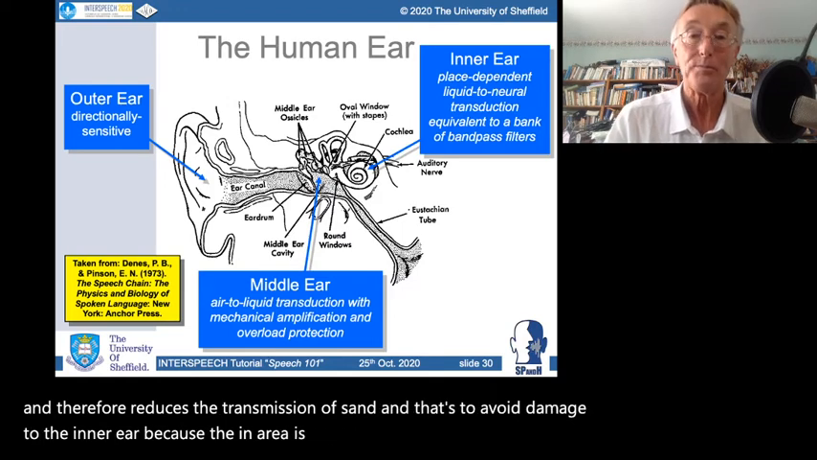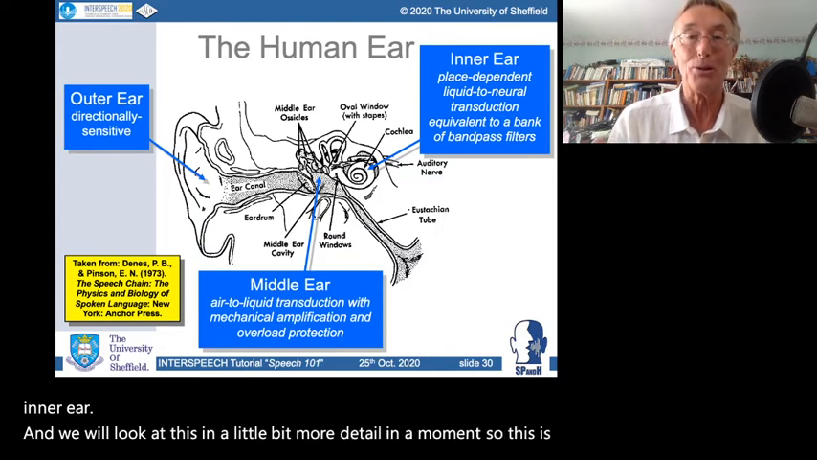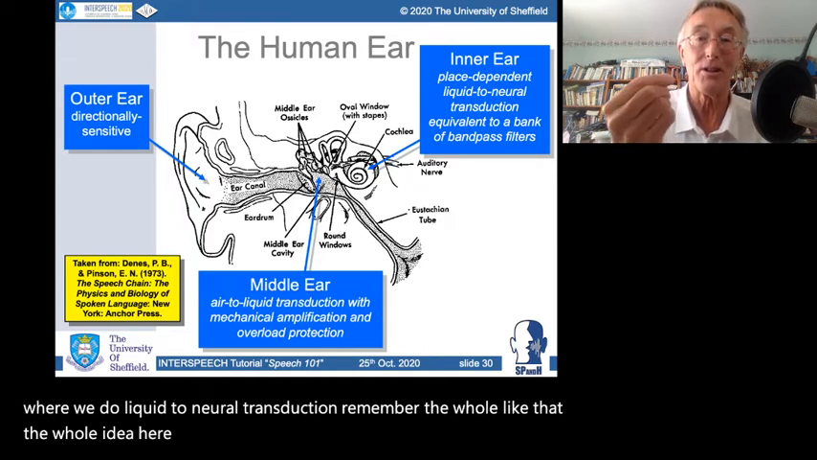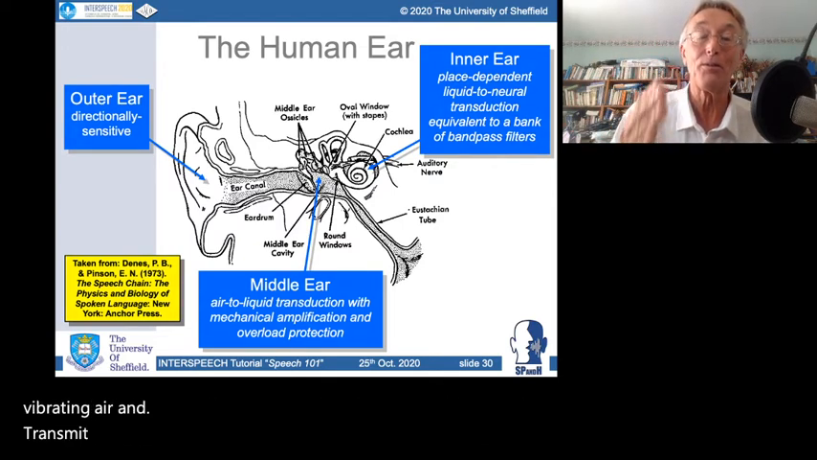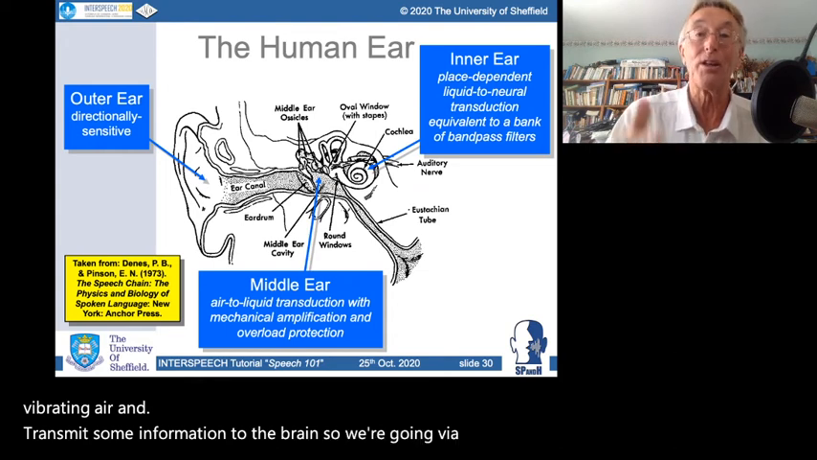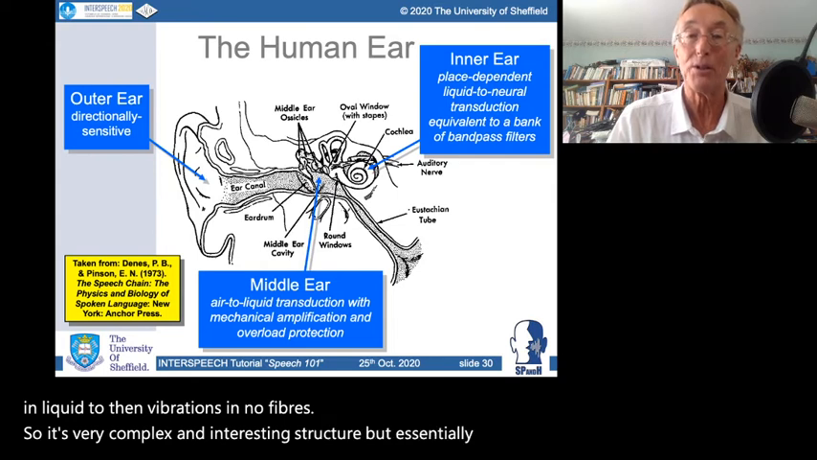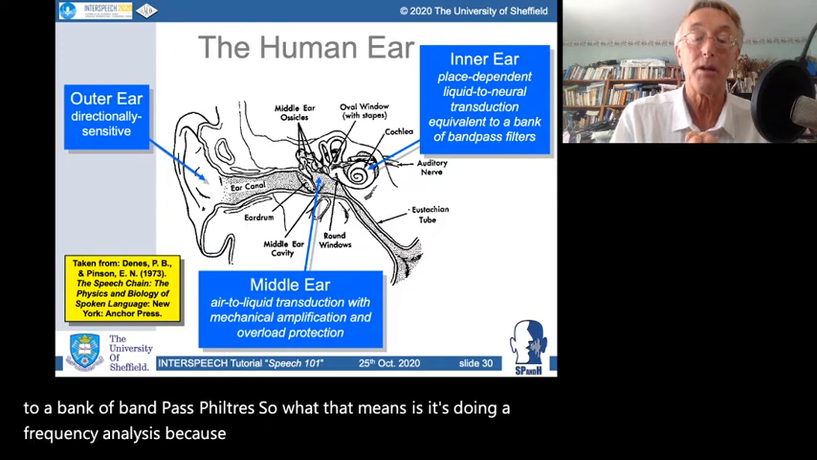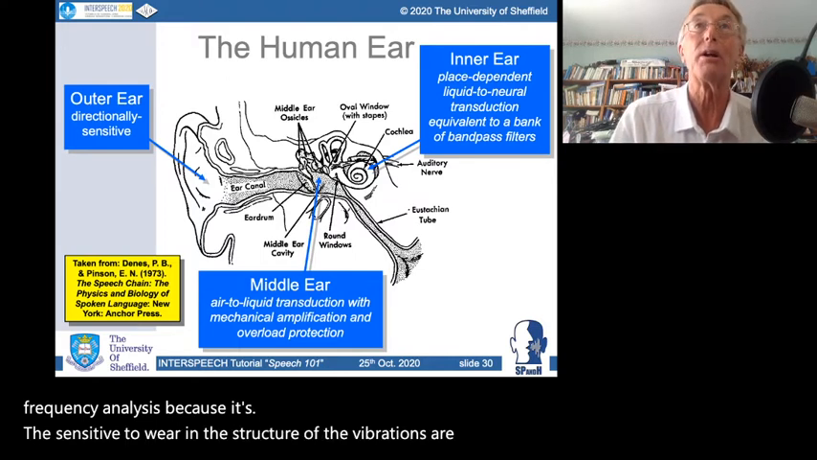So this is the inner ear, and we'll look at this in a little bit more detail in a moment. So this is where we do liquid to neural transduction. So remember, the whole idea here for the human ear is to take energy that's in the vibrating air and transmit some information to the brain. So we're going via vibrations in liquid to then vibrations in nerve fibers. So it's a very complex and interesting structure, but essentially it's equivalent to a bank of bandpass filters. So what that means is it's doing a frequency analysis because it's sensitive to where in the structure the vibrations are taking place. All this will be explained here.